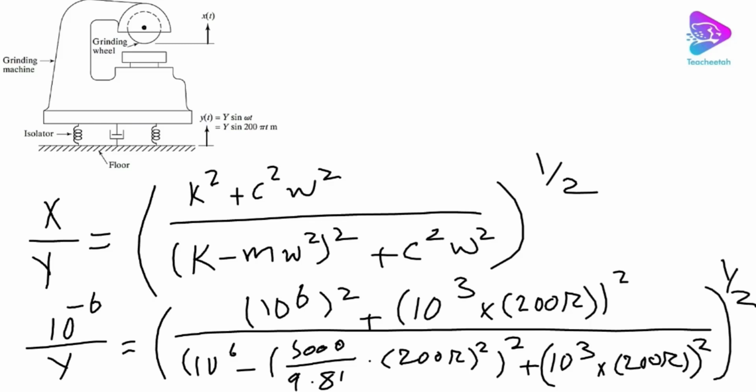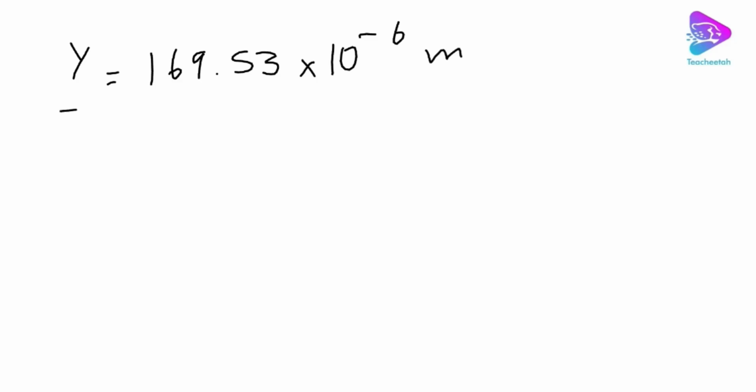So the rest of it is again calculation. As you see in this equation, the only unknown is y, right? So we can find y by further simplification, and if we do so, we can simply find y equal to a very small number, 169.53 times 10 to the power of minus 6 meters. So for this much y, the maximum x would be 10 to the power of minus 6.